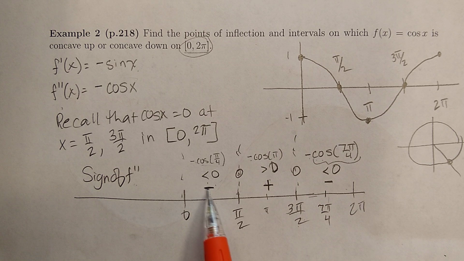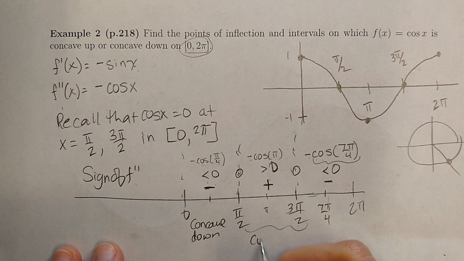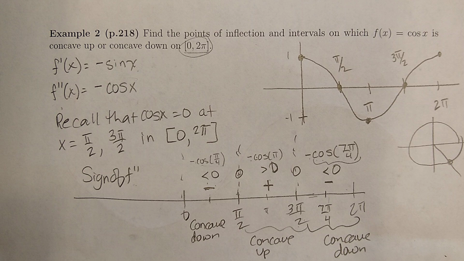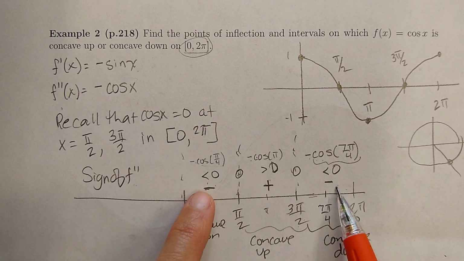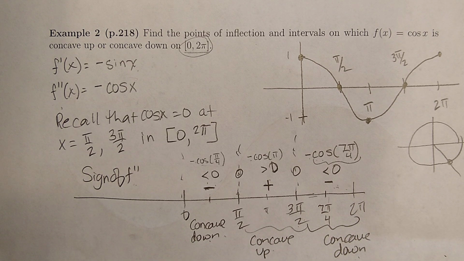So on this interval, my function is concave down. On this interval, my function is concave up. This interval, it's concave down. And I know from the previous page that when the sign of the second derivative is positive, my function is concave up. When the sign of my second derivative is negative, my function is concave down. And where those concavities change, I have a point of inflection.